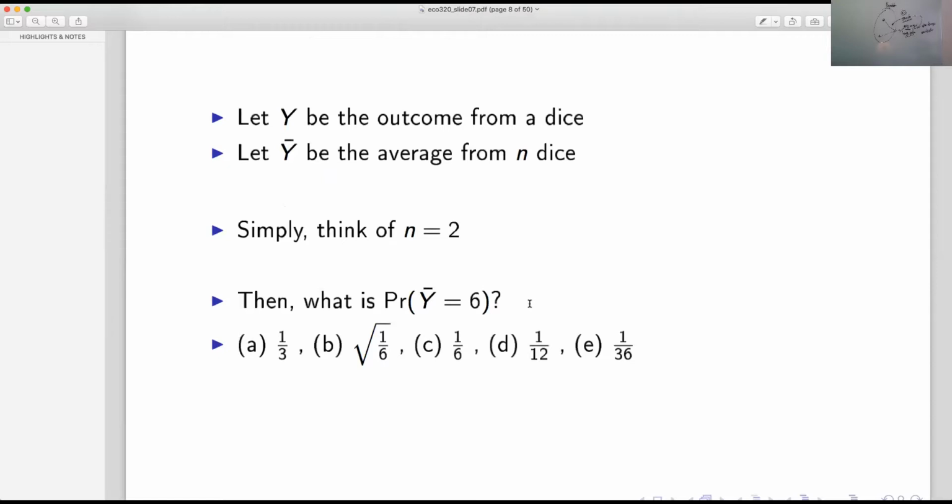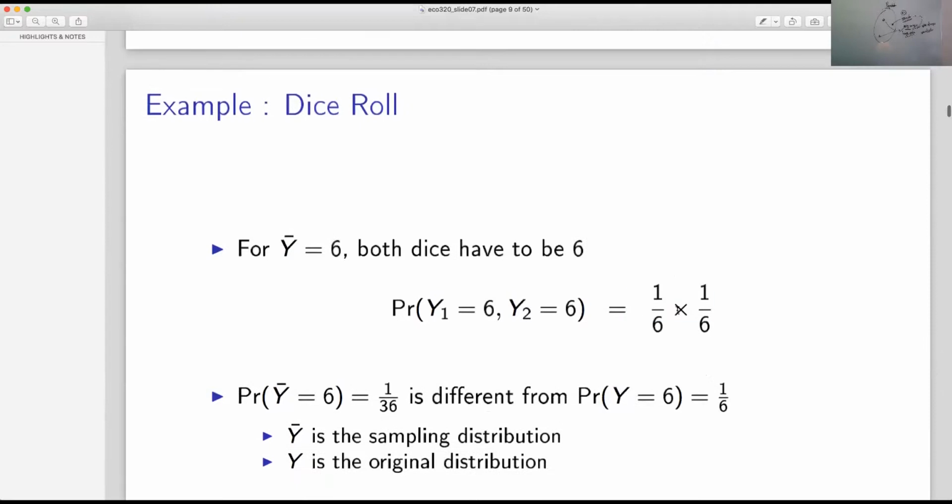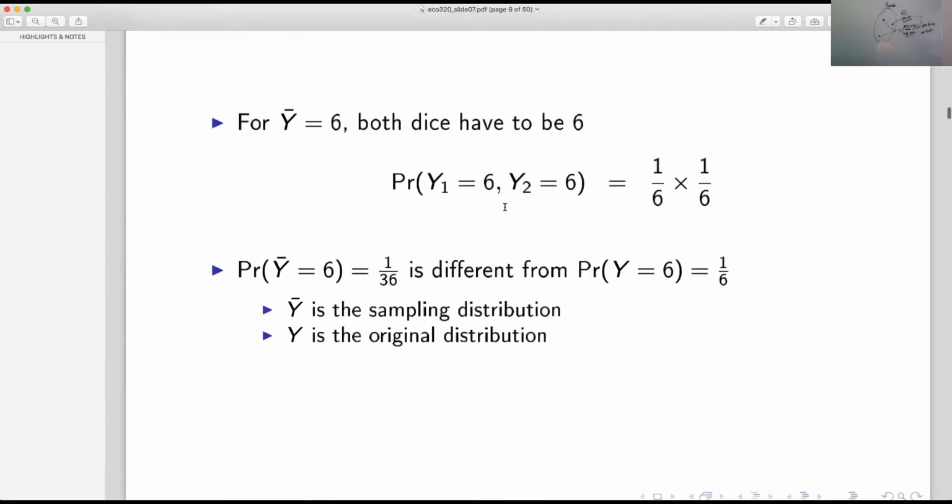When we draw a die twice, when do we have an average value of 6? The only possible case is that the first die is 6 and the second die is 6 as well, right? The probability that the first die gives 6 is 1/6, and the second die gives 6 with a probability of 1/6. Since it should happen at the same time, you multiply. We learned this in the first chapter.